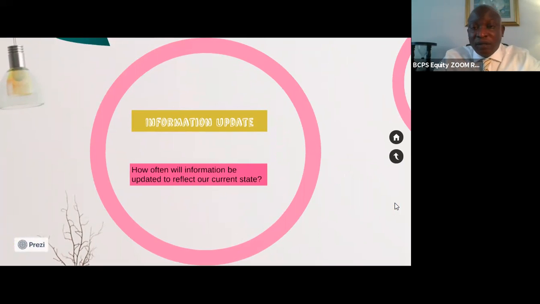Information update. It's a good idea to let your stakeholders know how often the information will be updated to reflect your current state. Some schools, like me, I'm at an alternative school, so I have a large turnover of students throughout the year. And so for us, it was really important that we try to update, I would say, quarterly. But for those of you who have a more stable population and you don't see a lot of students coming in and out, then you can do it per semester, okay, or more often as needed.